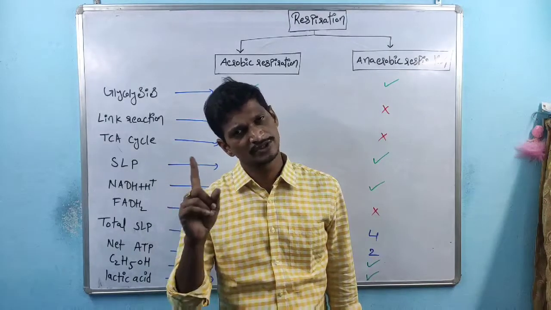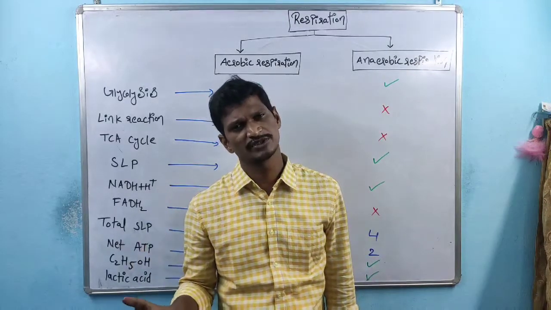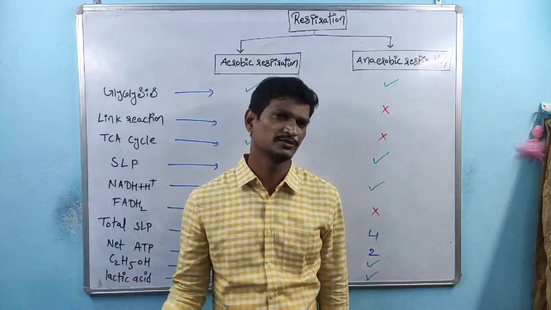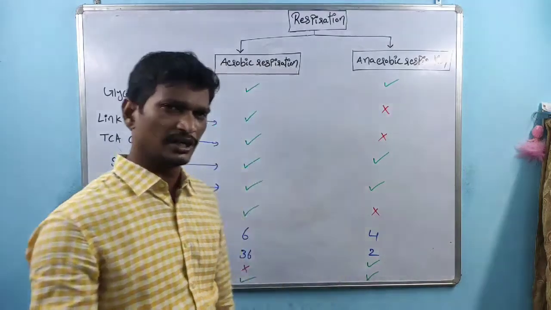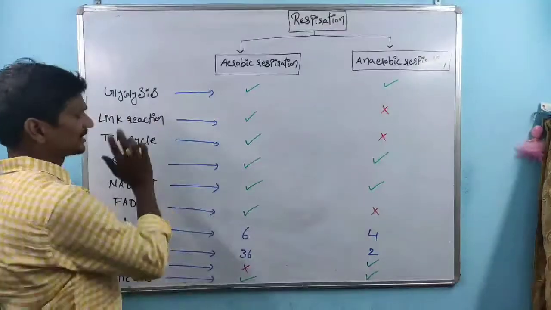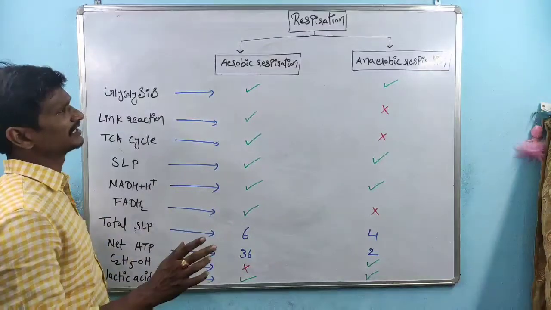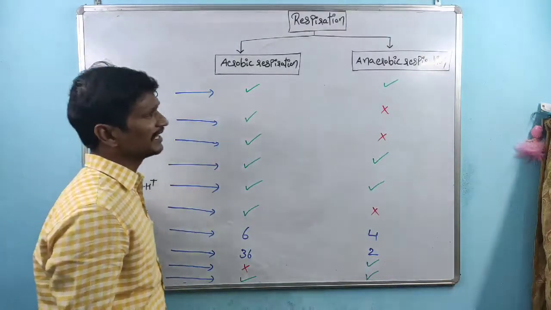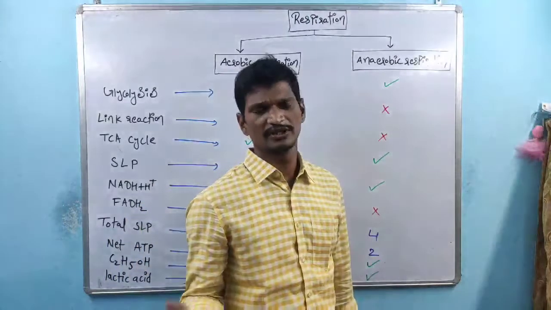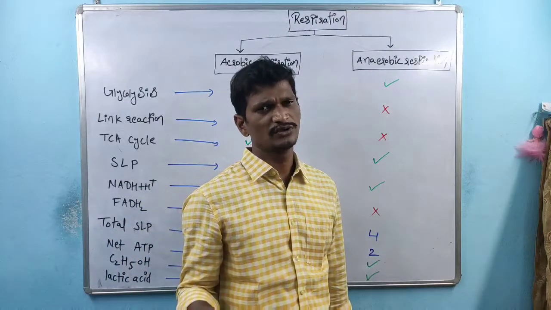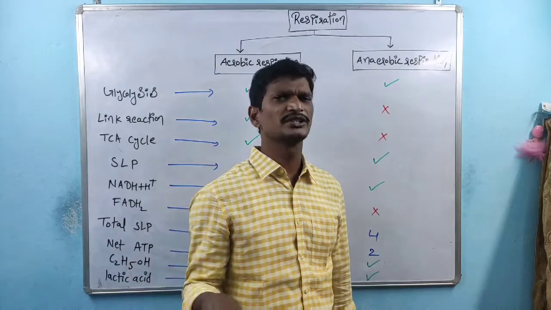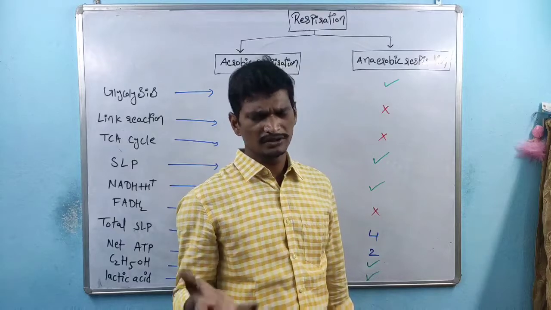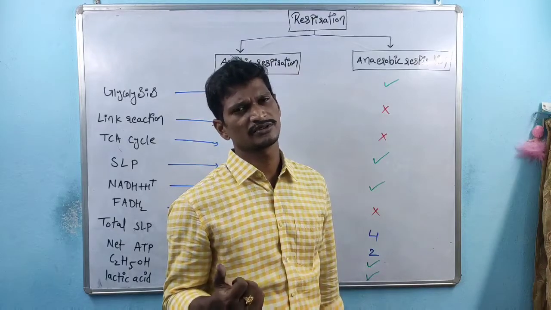If acetyl-CoA production takes place, definitely the TCA cycle will take place. So the link reaction only occurs in the aerobic respiration process. In the anaerobic respiration process, there is no link reaction. Further, there is no TCA cycle either, because this is an anaerobic respiration process.